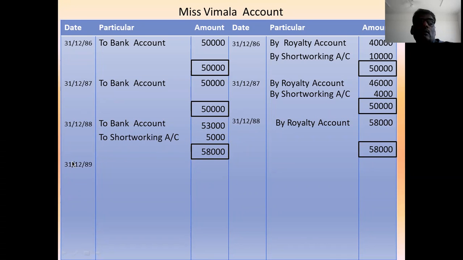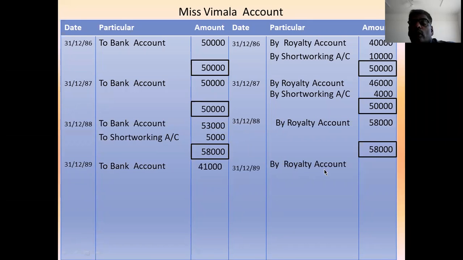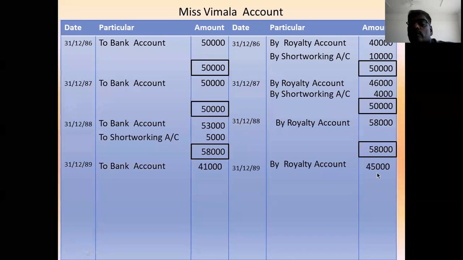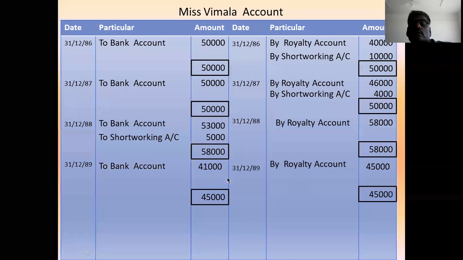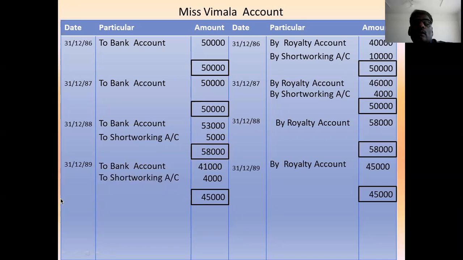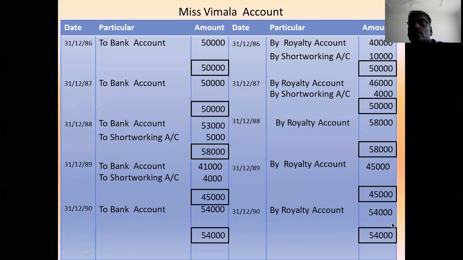credit side. Fourth year, to bank payment 41,000, by royalty 45,000, total 45,000, difference 5,000, to short working. Okay. Last year, to bank 54,000, by royalty 54,000, total 54,000, no difference, okay.